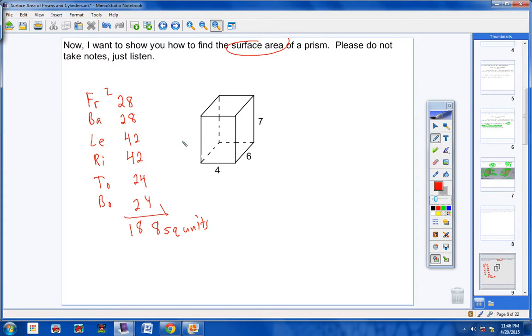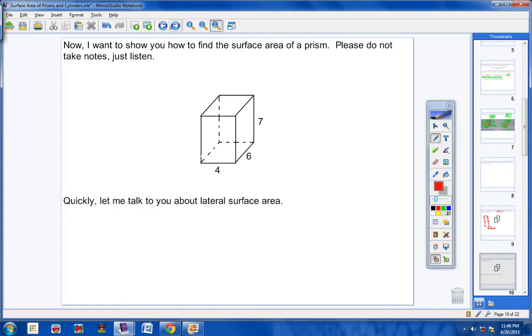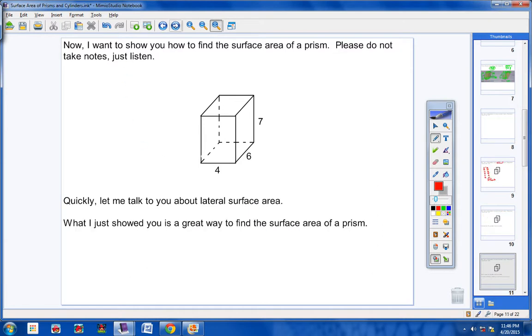Now, Mr. Earhart, is that how we're going to actually solve these problems? You can if you want to, and some of you might prefer that, okay? However, I would like to suggest, well, let me come back to this comment here in a second. I would like to suggest to you that you use a formula, okay? What I just showed you is a great way to find the surface area of a prism. It's a great way, okay?